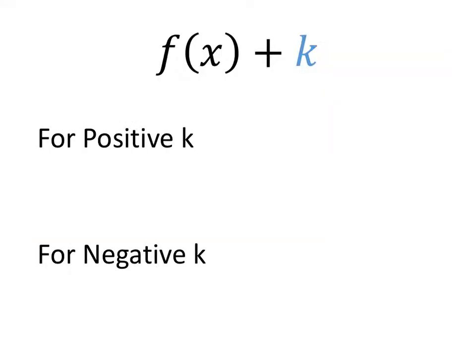So if we're really looking at these functions, I want to highlight some of the important things. This is when I'm adding on the outside, and we're thinking about positive and negative k. When k is a positive number, this is a vertical shift, which basically means it moves up. It's a vertical shift up. And here are some examples.